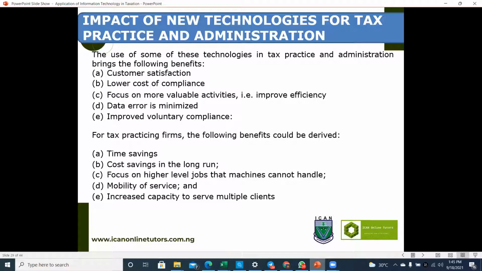And for them as well, it comes with what? It comes with low cost of compliance. So, for instance, now, it happens your clients could not provide you some necessary information until the 30th of June. And you are aware that the due date for filing is 30th June.